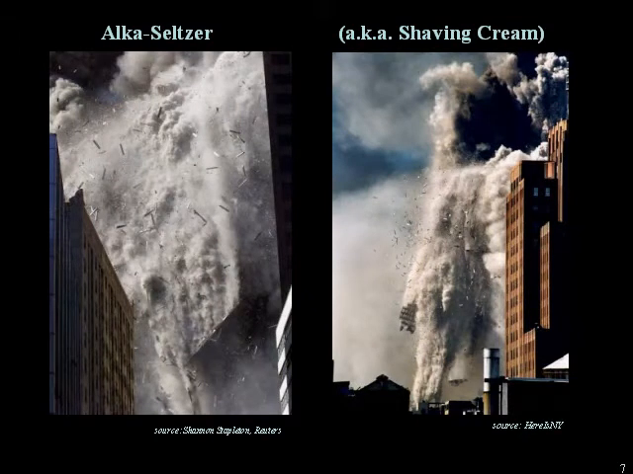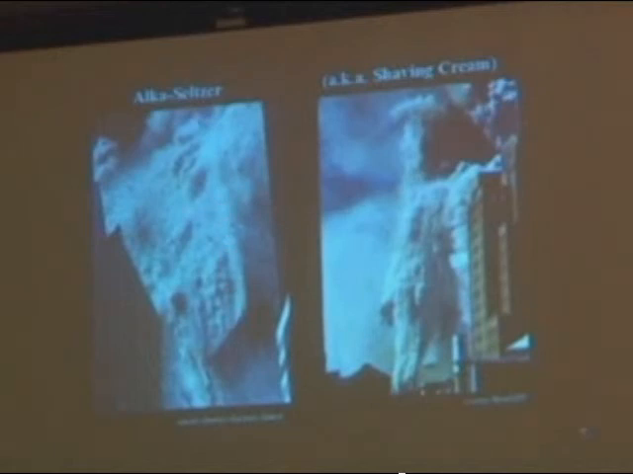I call this one Alka-Seltzer, or shaving cream. These are the steel wheat checks. They look like wheat checks, those outer column bundles. What is this trailing behind them so energetically? Same with this. With the same picture with motion in it, we see it's a smooth process. It's not a bundle here, bundle there.